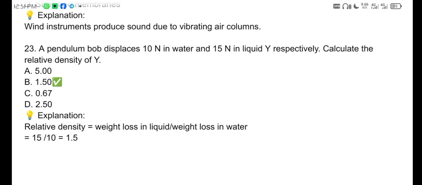Also you can say relative density is the weight that has been displaced from that liquid over the weight that was displaced in water. So weight lost in liquid Y is 15. Weight lost or displaced from water is 10. So you now have 15 over 10, which is equal to 1.5.